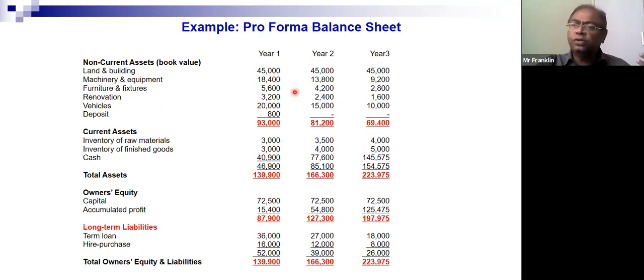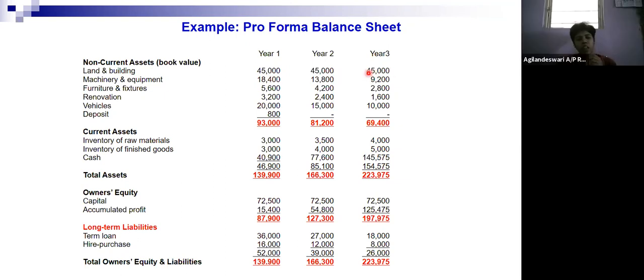Okay, furniture also goes down. Look, renovation also goes down, and vehicle also goes down. Look, the car also goes down, right? How about land? Never goes down. Why? It increases. Because land never goes down. Land always appreciates.